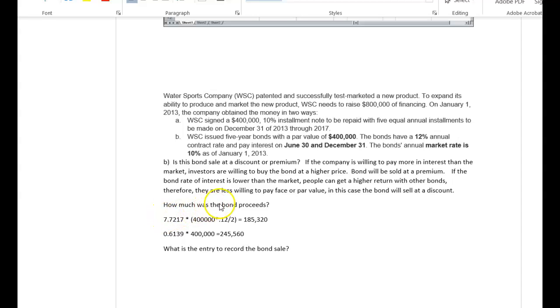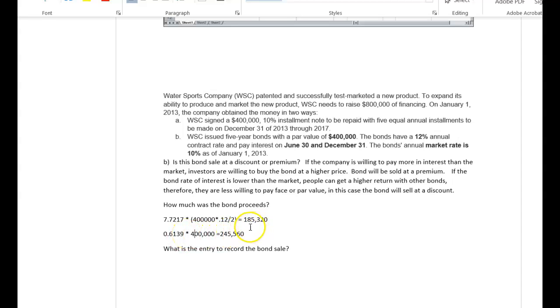Okay. How much were the bond proceeds? This is how much money the organization, in this case WSC, received at the time the bonds were issued. Well, in doing so, you first have to calculate the present value. What is the present value of this bond? We're taking the bond and splitting it into 2 pieces. One piece is the interest component, present value, which is this number here. And the other is based on this value here. We want to know the present value of a future $400,000 bond. So we're going to use a table to do that.